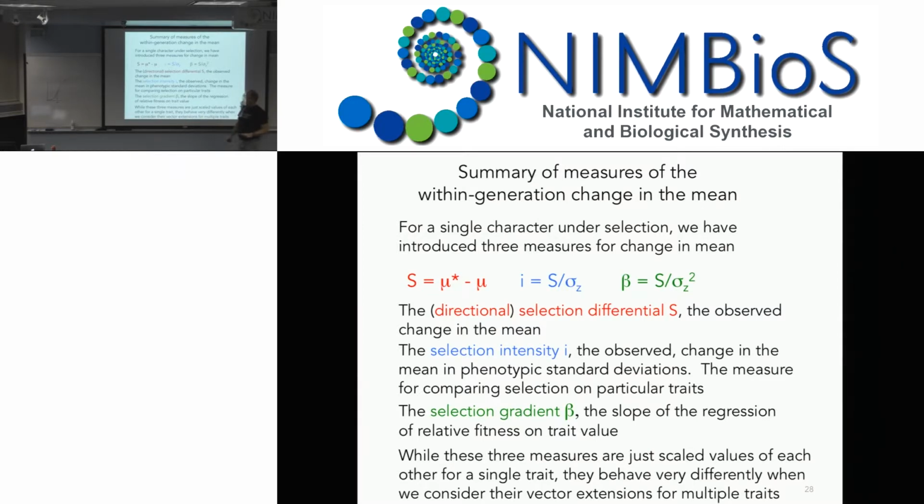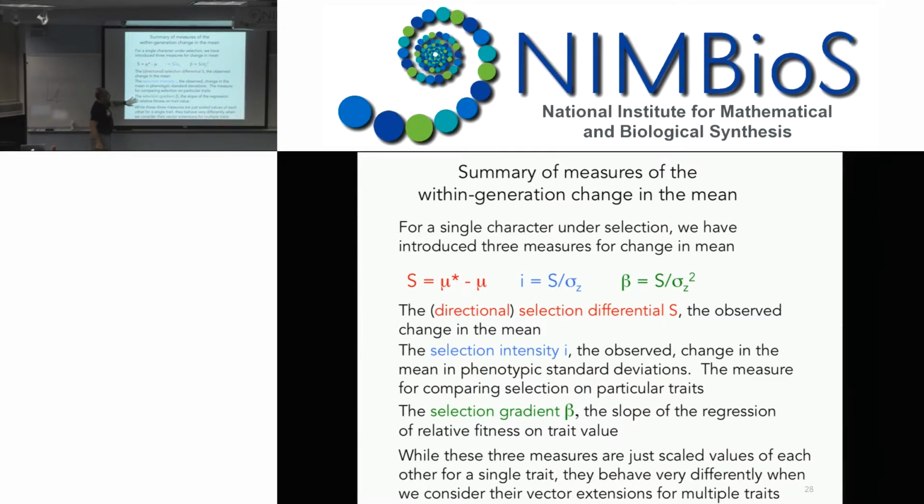So here's our summary of within generation change based upon the mean. I'll mention we talked about this distributional selection differential, which is a general metric for asking how different 2 distributions are. I won't say more than that. Then we have 3 different measures. The directional selection differential, S, the observed change. The selection intensity, that's kind of a standardized version, just in standard deviations. And then the selection gradient. Again, these 2 simply look like scalings, and they are for a single trait. For multiple traits, they change.